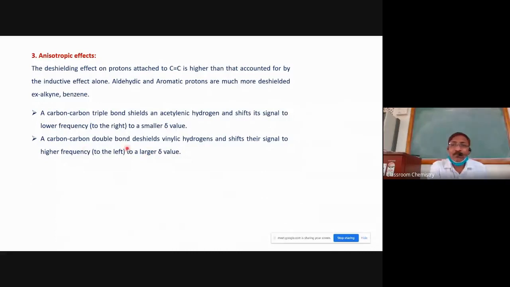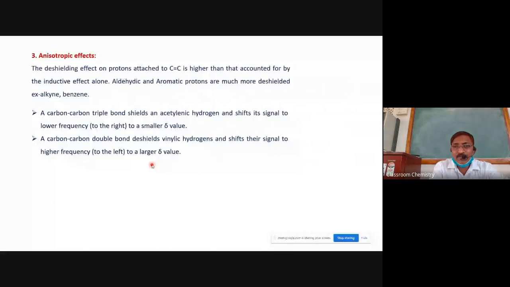The carbon-carbon double bond is downfield, deshielded. So vinylic hydrogens are more deshielded. They shift their signal to the higher frequency, or towards the left-hand side, or towards downfield. So they are more deshielded, so they are downfield. And if they are downfield, the delta value is more. So here we will see in detail, explaining the examples one by one.